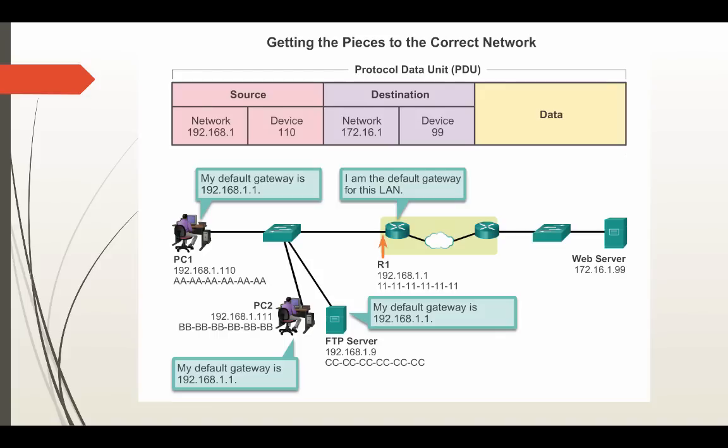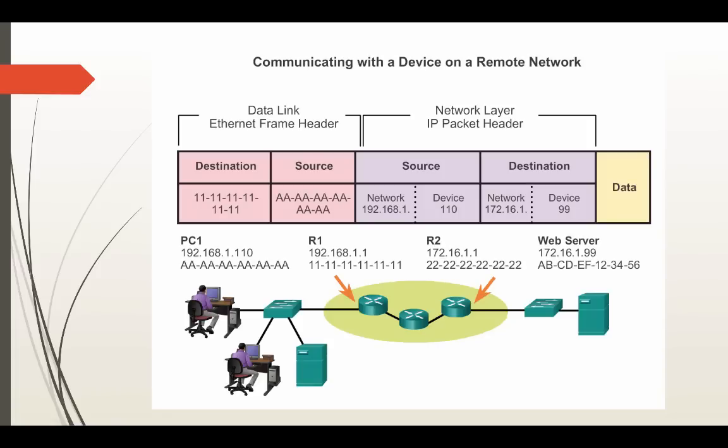But what are the roles of the network layer address and the data link layer address when a device is communicating with a device on a remote network? In this example, we have a client computer, PC1, communicating with a server named web server on a different IP network. IP addresses indicate the network and device addresses of the source and destination. When the sender of the packet is on a different network from the receiver, the source and destination IP addresses will represent hosts on different networks.